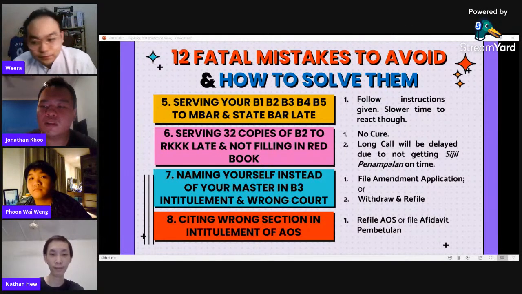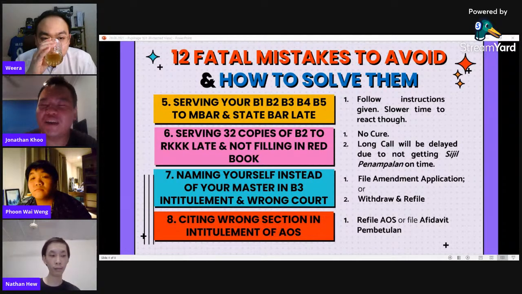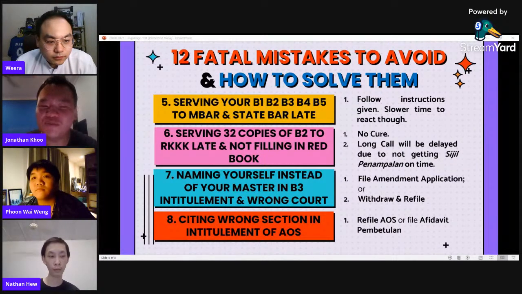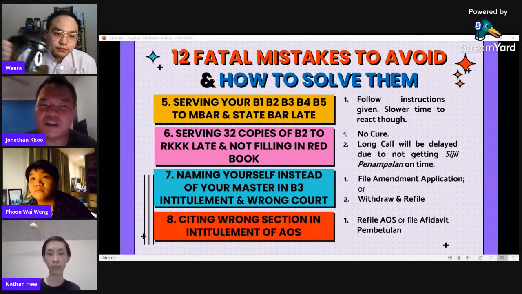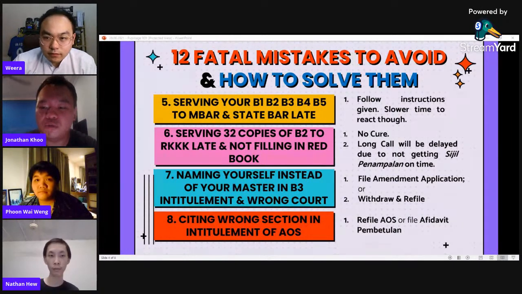Okay. I would like to add to this for pupils under KL Bar. For pupils under KL Bar, the easiest thing, just take a screen capture of the email receipt to the person that you sent to at the KL Bar and Malaysian Bar. You can just take a screenshot of that and attach it as an image onto the AOS, and then that is sufficient.